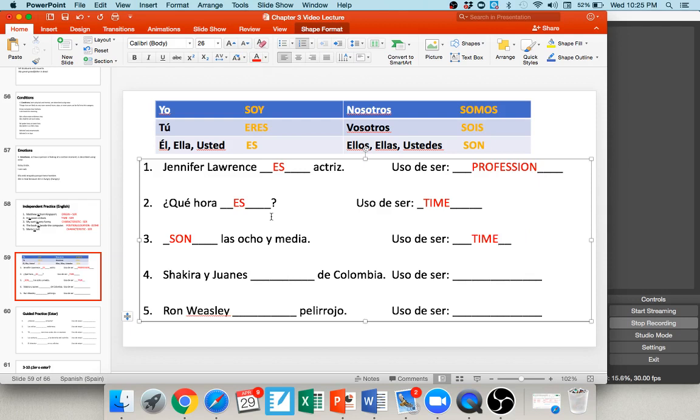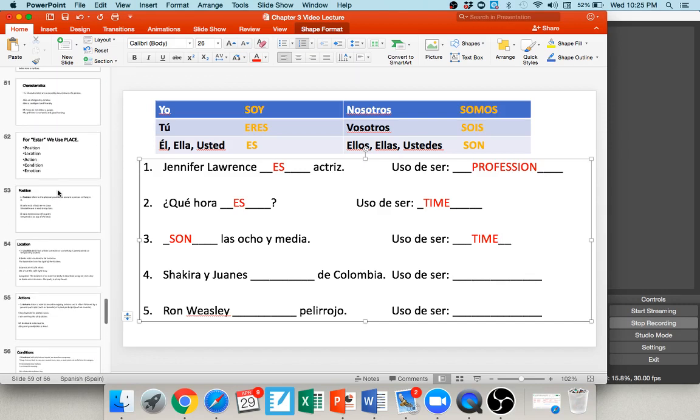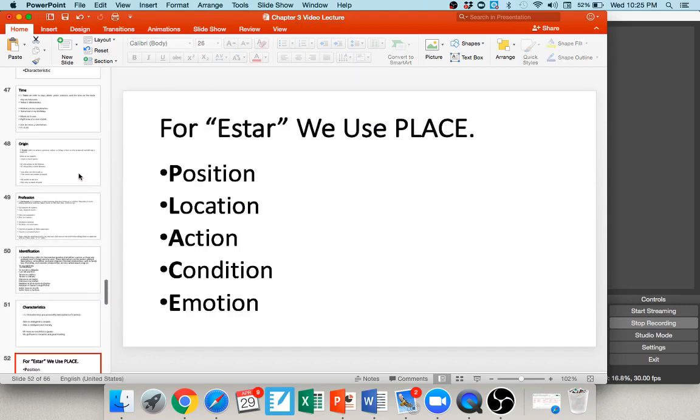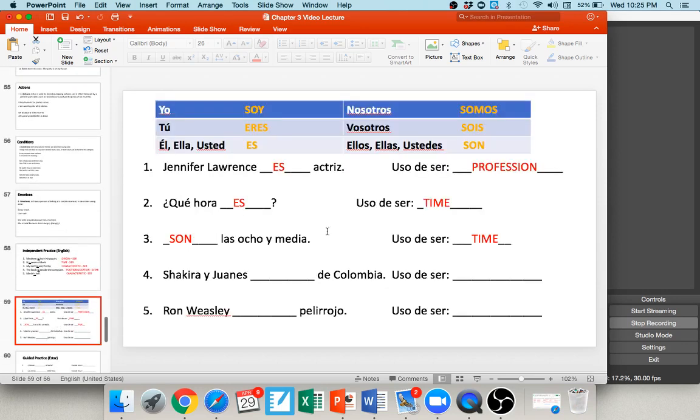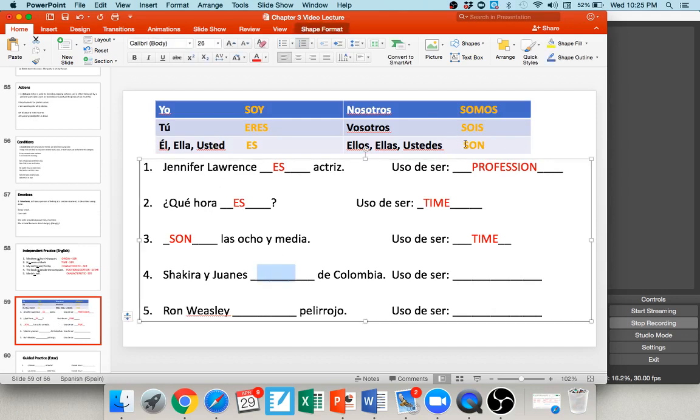Okay, number 4, Shakira y Juanes blank de Colombia. So Shakira and Juanes are from Colombia. Well, Colombia in this case would fall where? Is that going to be time, origin, profession, identification, characteristics? Time? No. Profession? No. Identification? I don't think so. Characteristics? Nope. Got to be origin. That's where they come from. We're going to say that Shakira y Juanes, they are, so our they box, son, son de Colombia. Our use of ser in this case is origin.